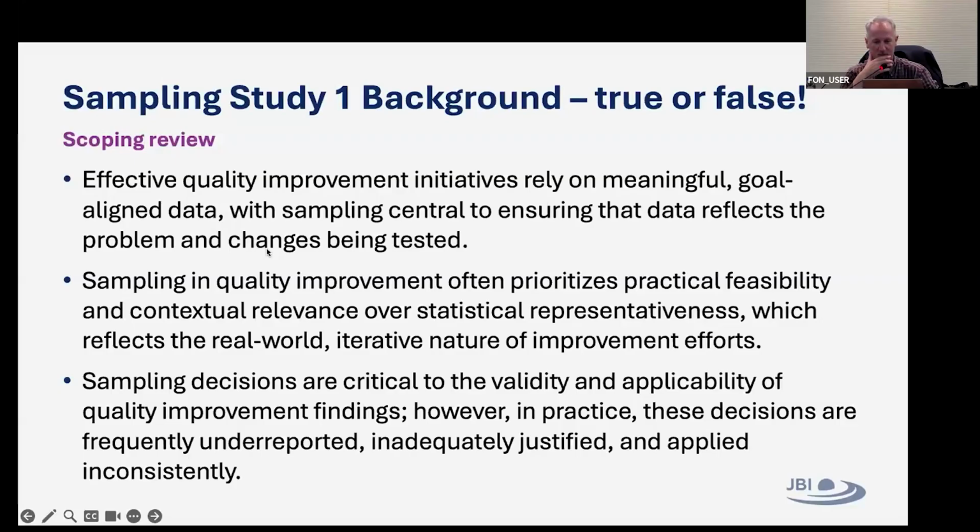What about the third one? This one's maybe harder. Don't know. Sampling decisions are critical to the validity and or applicability of quality improvement. But in practice, in reality, these decisions are frequently underreported, inadequately justified, or applied inconsistently. True?